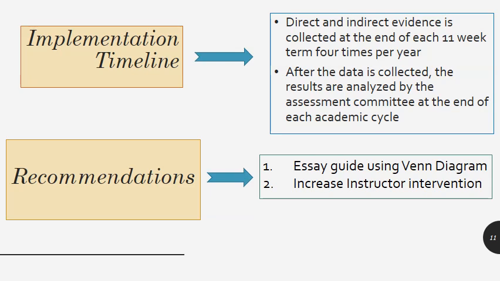Based on the results of the survey, a majority of the students felt they were adequately prepared for the college level English course and its essay requirement. However, being that 76% was the average amount of preparedness the respondents felt for the college level English essay, combined with the analysis of the results of the direct evidence, two recommendations will be made by the assessment committee this cycle. Those recommendations are to incorporate an essay guide using a Venn diagram for the creation of a comparison contrast essay. This guide will be used as a pre-writing tool.